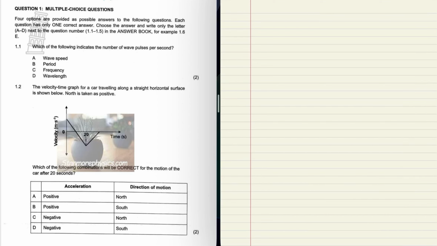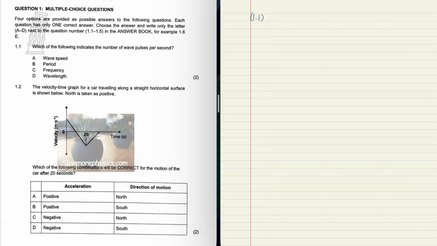Let's take a look at the Physical Sciences November 2024 paper 1. Question number 1, multiple choice. Which of the following indicates the number of pulses per second? So this is testing a definition.